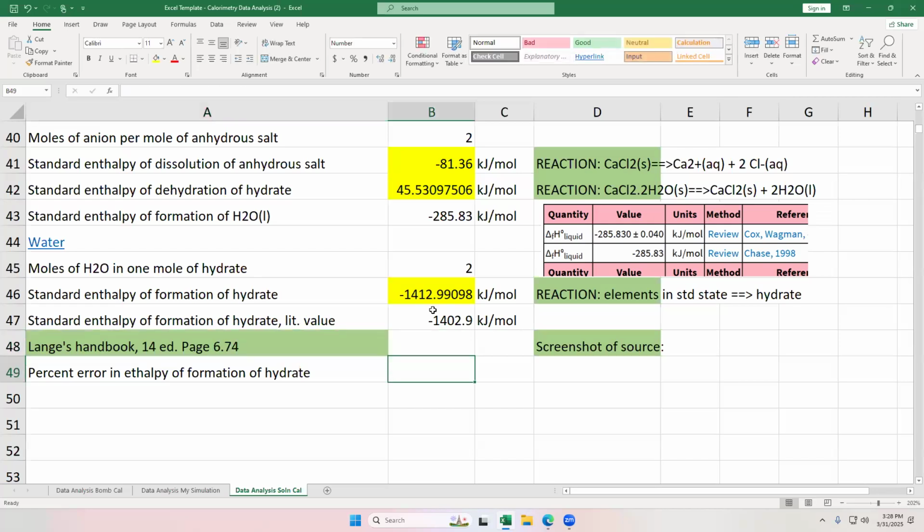Okay. So how do you calculate what's your percent error then? Our experimental value is 1412.9 minus the literature value of 1402.9, divided by the literature value, times 100%, which gives 0.79% error. Okay. So you're going to do the same thing for your sodium acetate trihydrate or whatever unknown I assigned you to, or anything from the website for this last one. Just take a picture of the handbook. Okay.